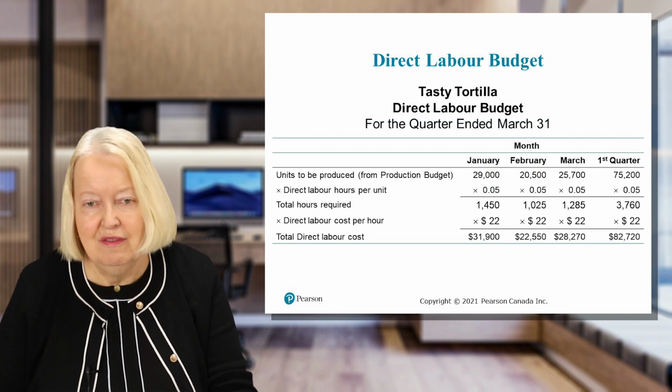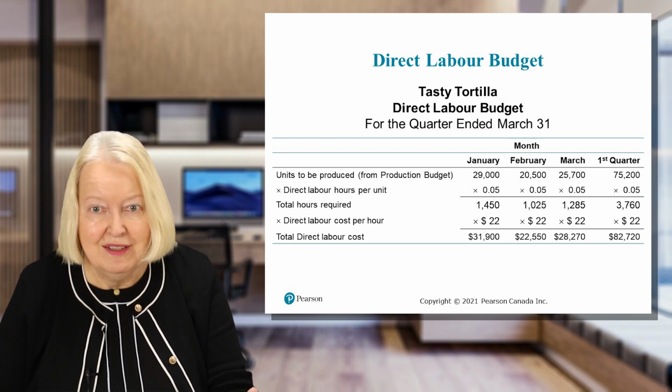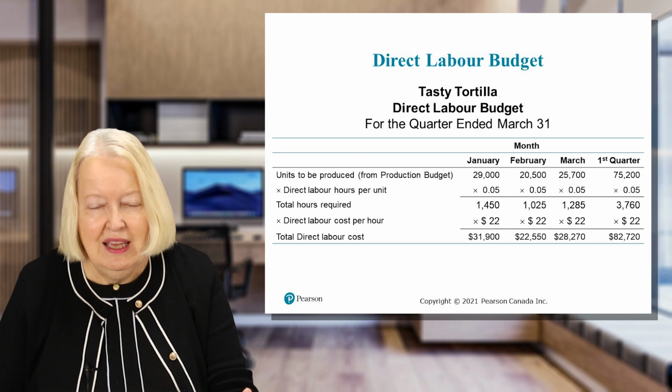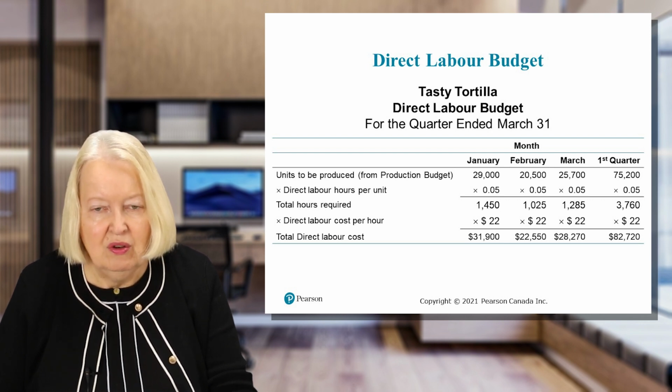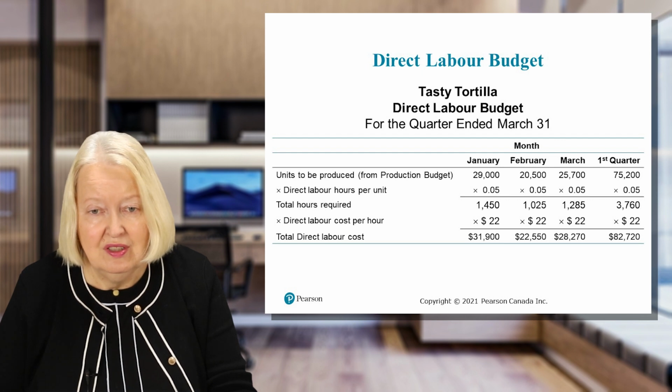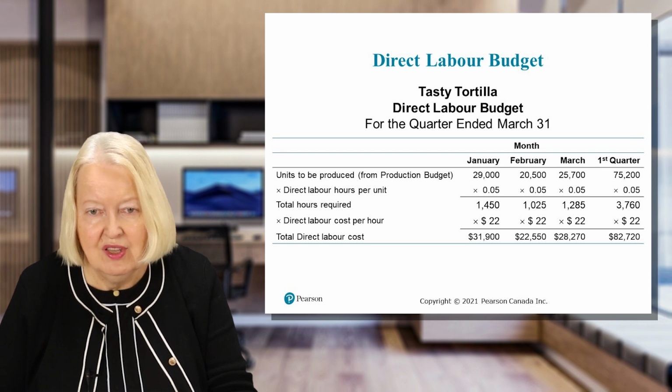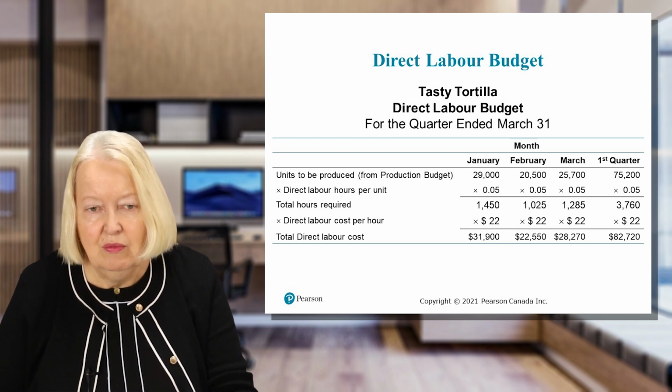The next thing we have to look at is the labor. Someone has to do this work to put the units together. So the labor is more straightforward calculation. So we know we have 29,000 units we need to produce, and it's going to take 0.05 direct labor hours. So it's 1,450 hours times $22 an hour will give you 31,900.